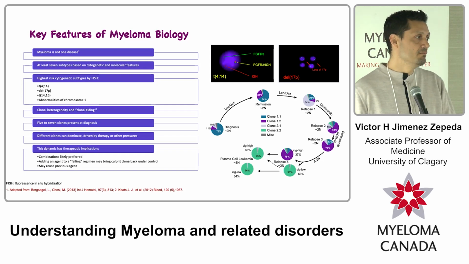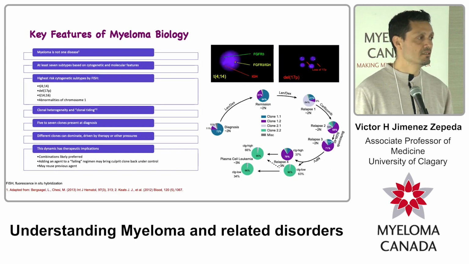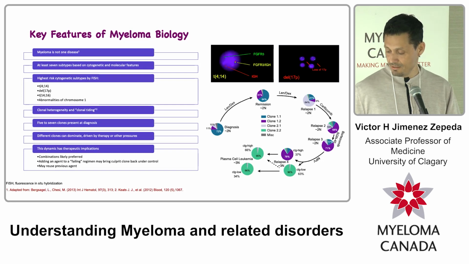But that makes it more complex, because that means that the cells can actually learn over time, because they're genetically different. They can become resistant just by learning how to survive in the setting of those new treatments. And that's the reason why when the treatment no longer works, we have to find something new and change it. Any questions to that part?